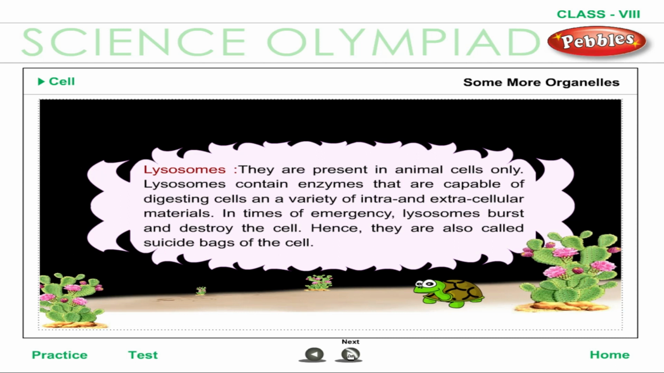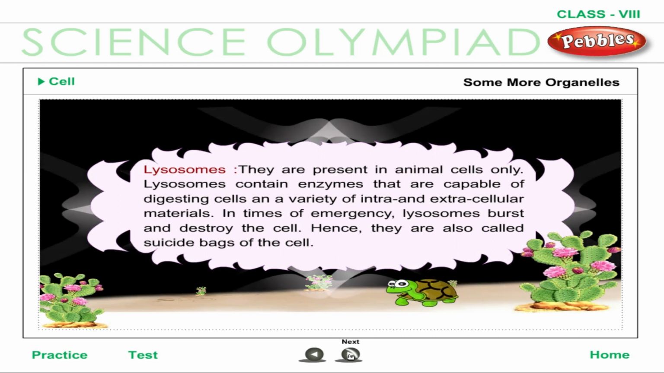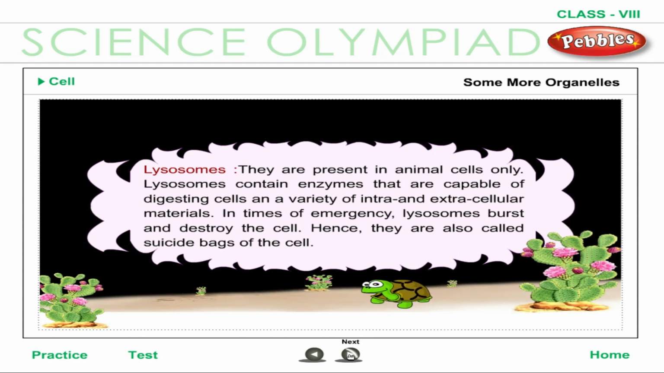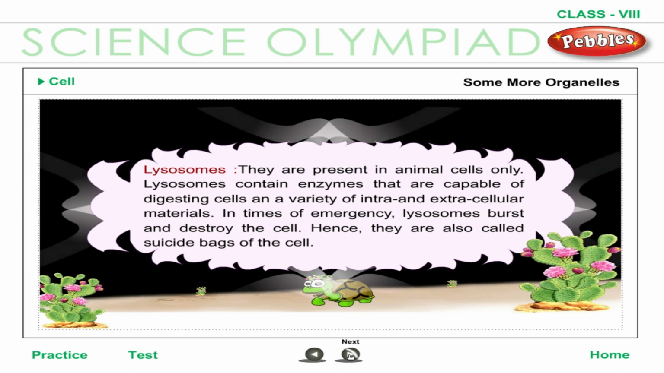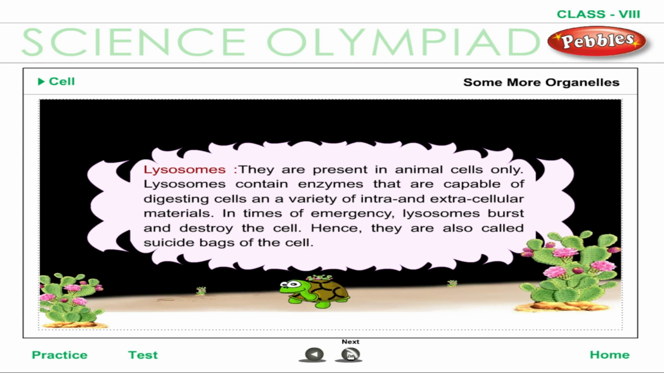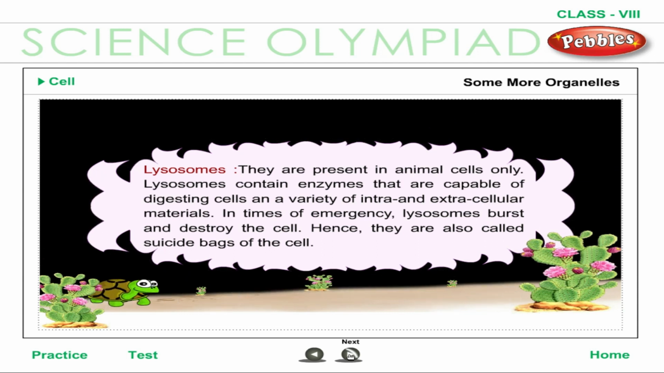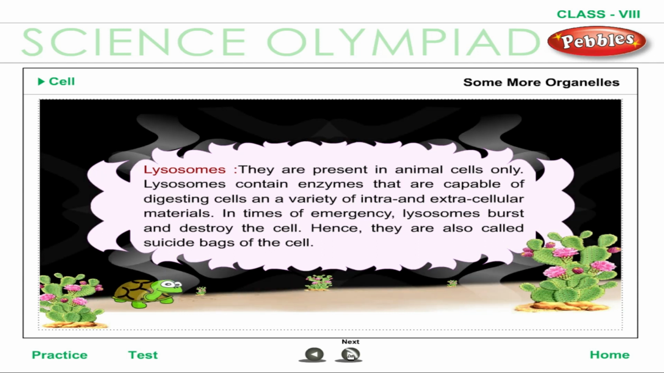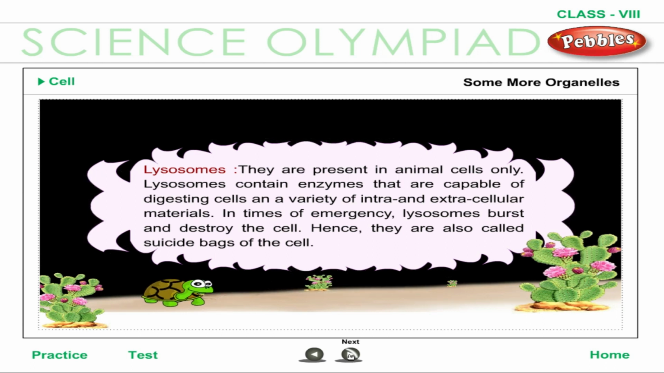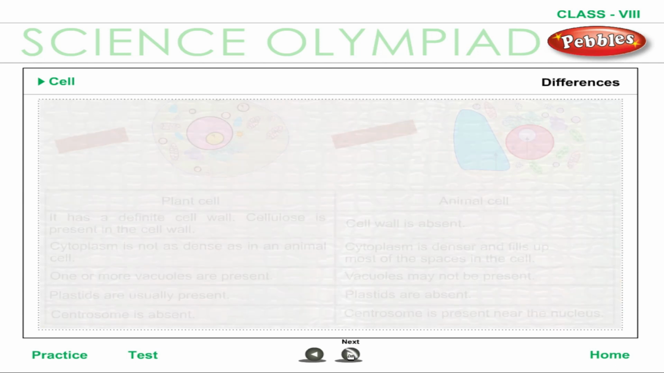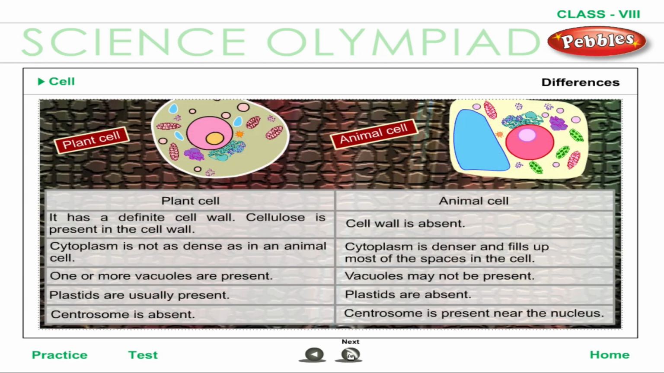Lysosomes. They are present in animal cells only. Lysosomes contain enzymes that are capable of digesting cells and a variety of intra- and extracellular materials. In times of emergency, lysosomes burst and destroy the cell. Hence, they are also called suicide bags of the cell. Differences between a plant cell and an animal cell are tabulated on the screen.